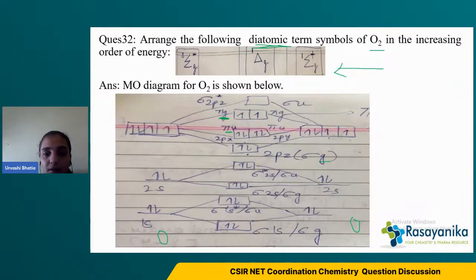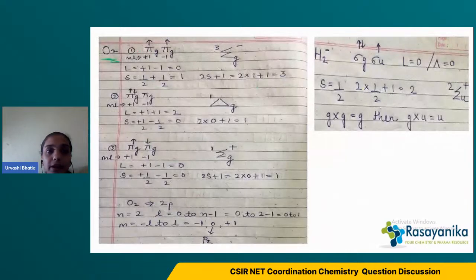Pi g 2px, 2py, pi star 2px, pi star 2py. Each has one electron. Now, there can be different ways of filling those one electrons. If you fill in 2px, you can see this first. You know this, in fact. O2 has 2p, the outermost orbital, 2p4.